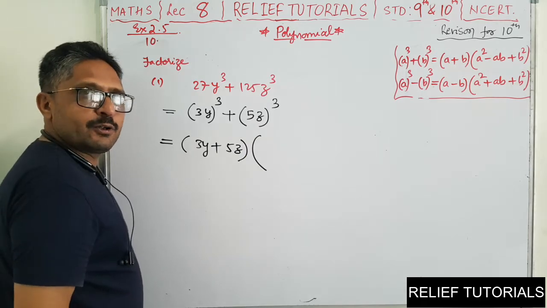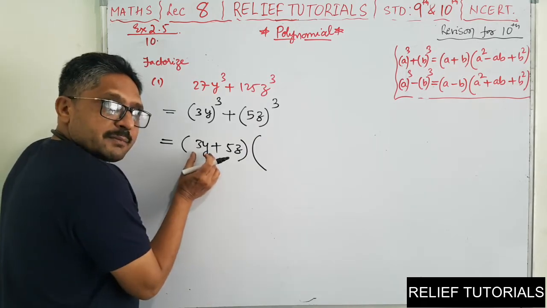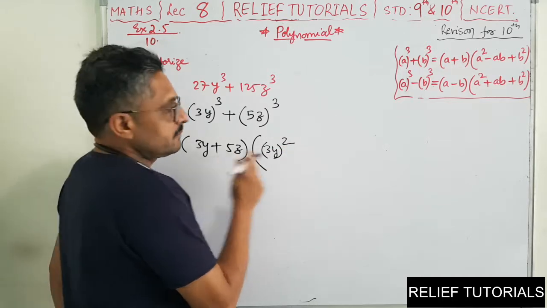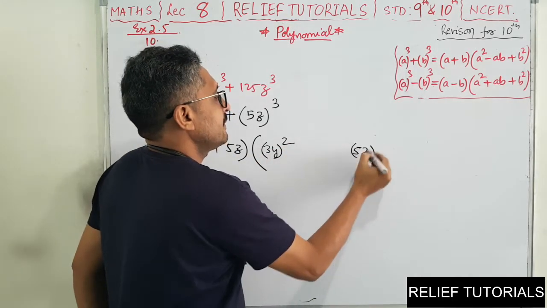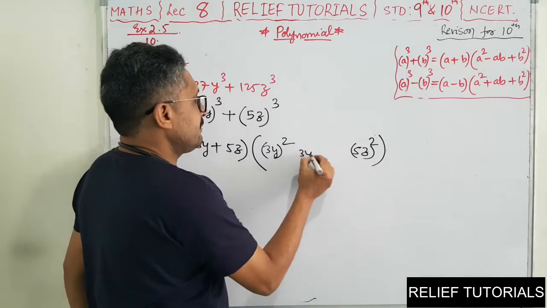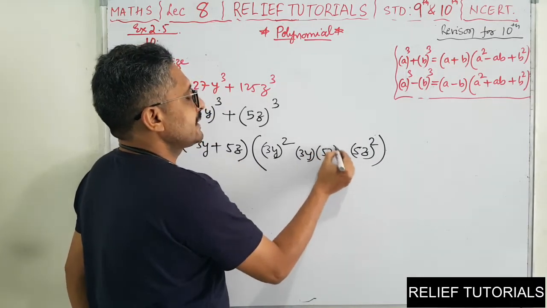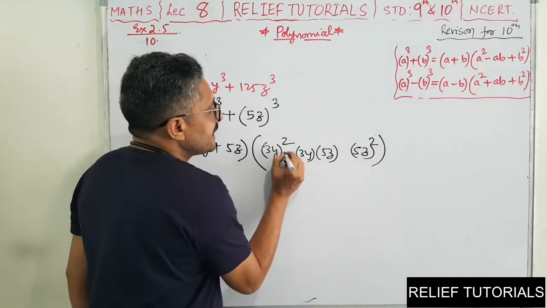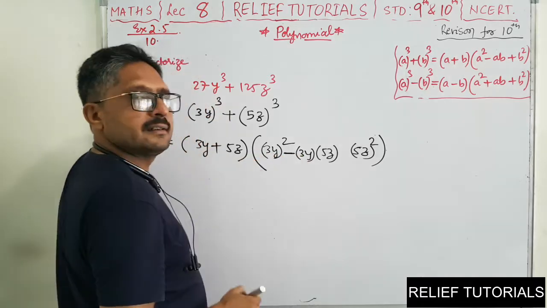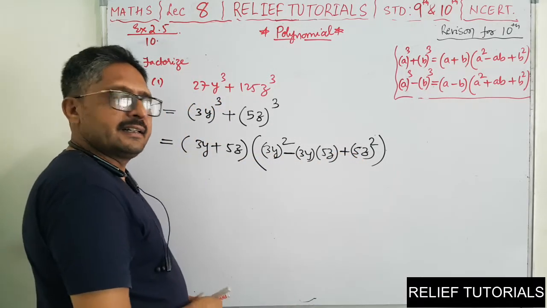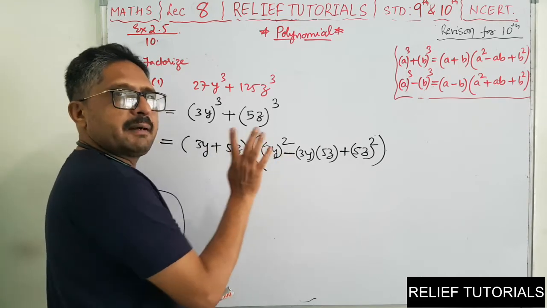And in the second bracket, you know, the square of the first term. The first term is 3y, so its square. Then the square of the second term, that is 5z. Then the product of these two terms, that is 3y into 5z. And I told you there is only one minus sign. So here it is plus, so here there will be minus, and here it will be plus. Only one negative sign.